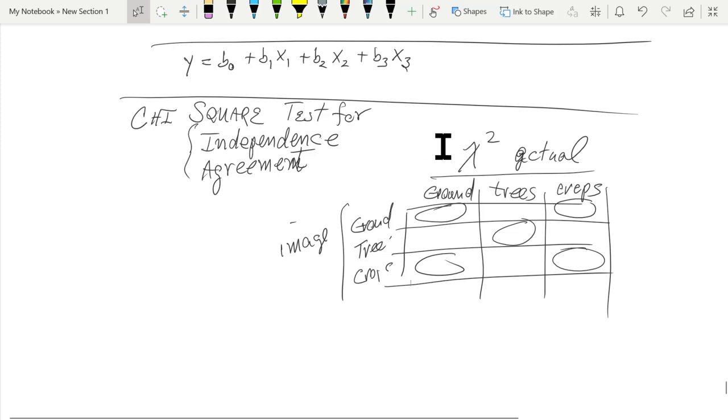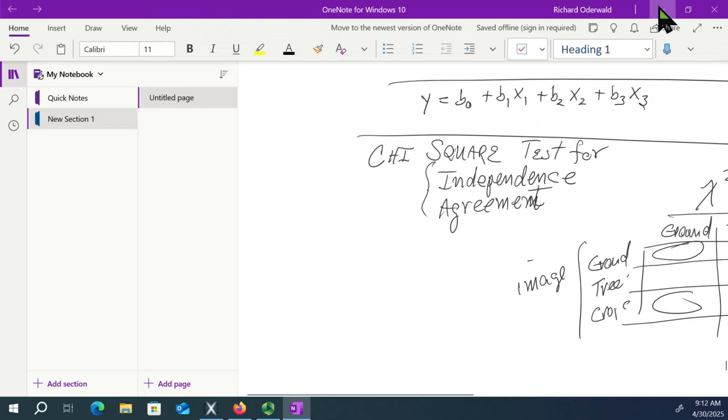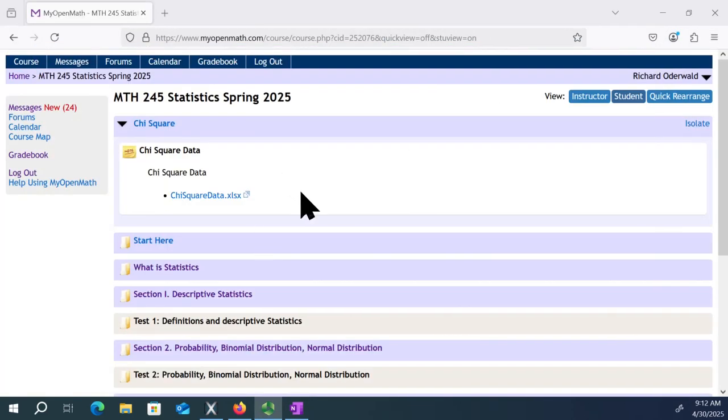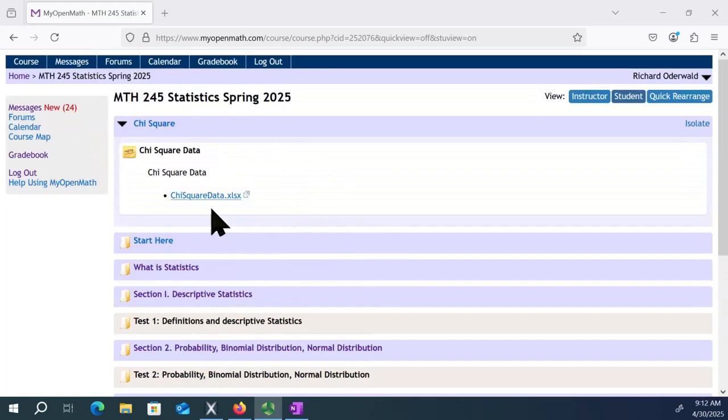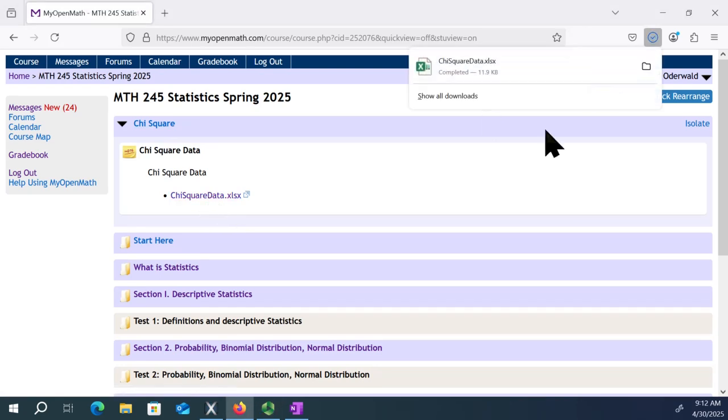It's not difficult to do because the computer does it. But it's difficult for some people to get the idea up. This in the My Open Math, go to the very first page. So we're at the very first page, and we've got chi-square here, and this is chi-square data. So we need chi-square data.